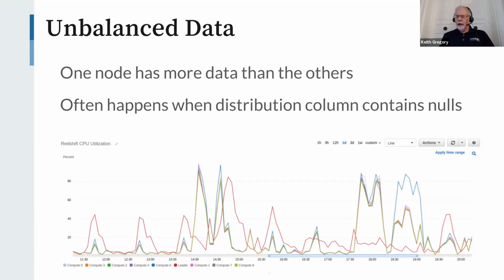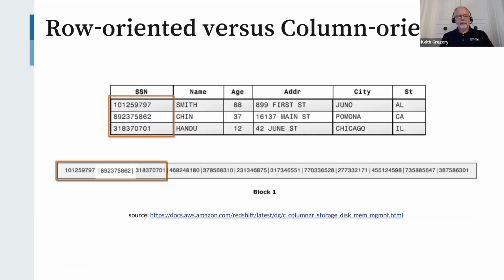And that's all I want to talk about for distribution today. What I want to talk about now is the other big thing that Redshift does for performance, which is to use column-oriented data. And I'll stop for a second and check for any questions. Nope. Okay, we might be going very fast.